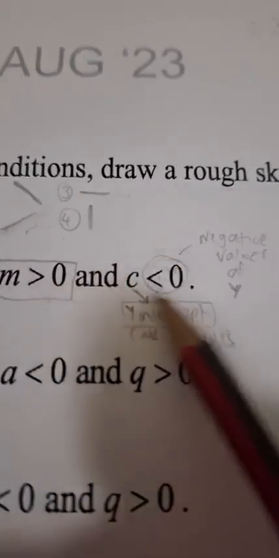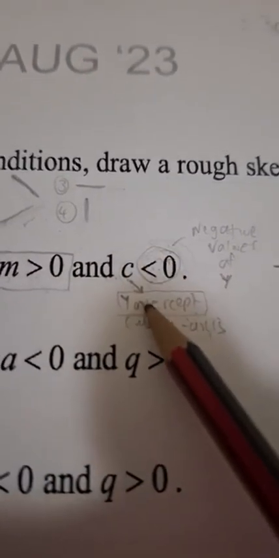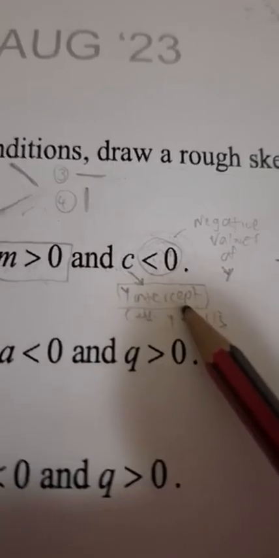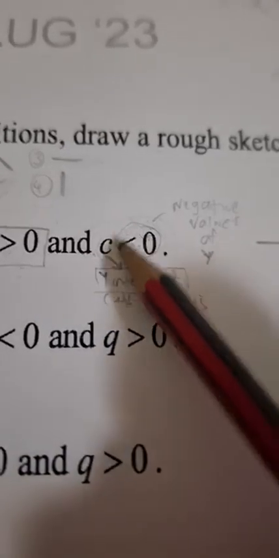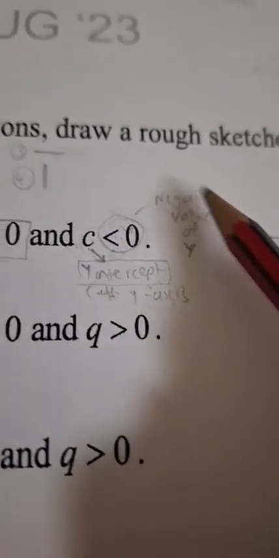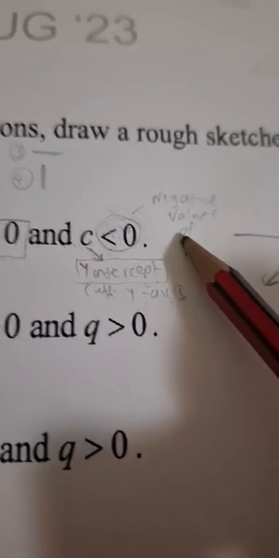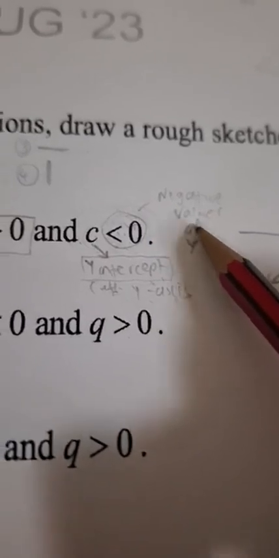Two, when C is less than 0, we've explained that C stands for the y-intercept. What is the y-intercept? It's where the graph cuts the y-axis. Since C is less than 0, what does that mean? The negative values of y is where we are cutting the y-axis. Where is the negative values of y on our Cartesian plane? The negative values of y are situated below the x-axis.